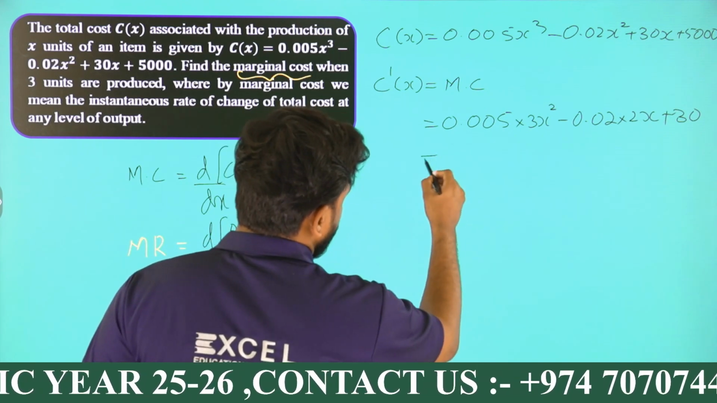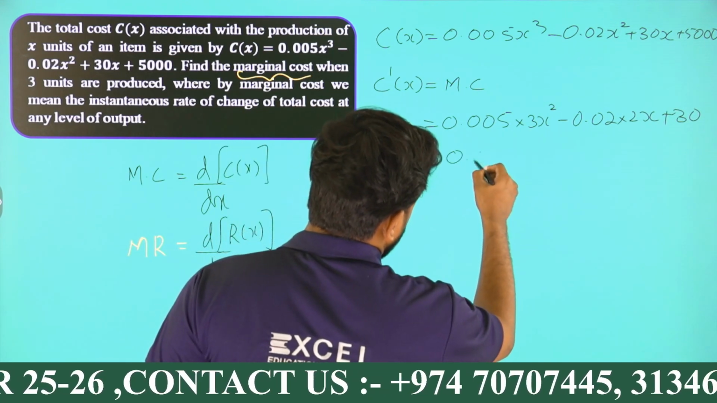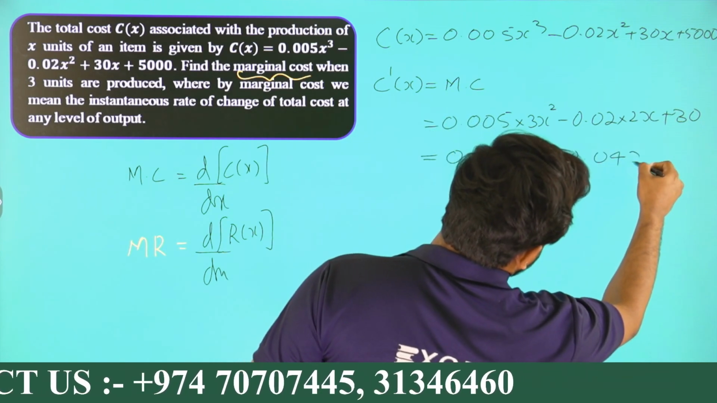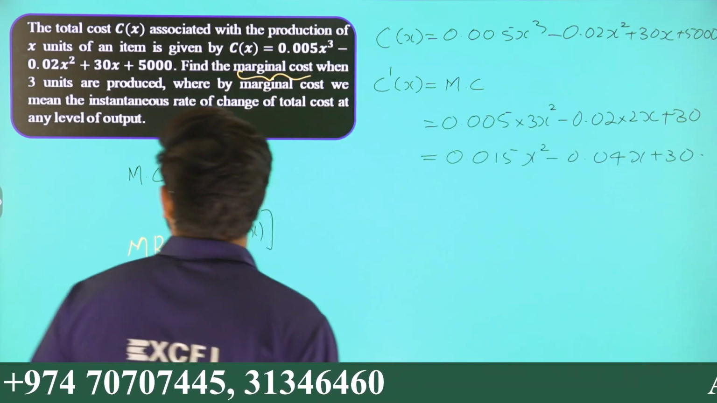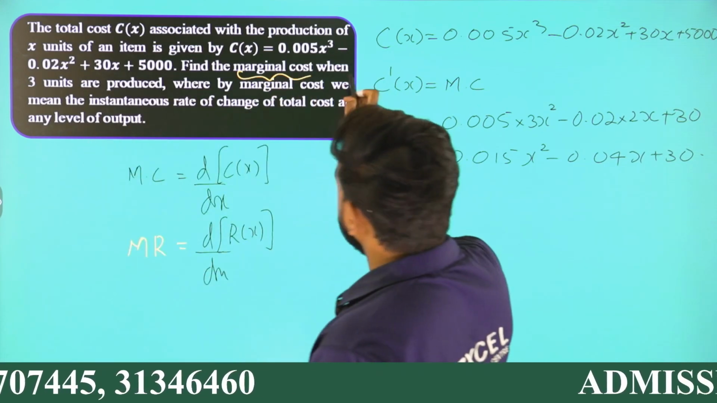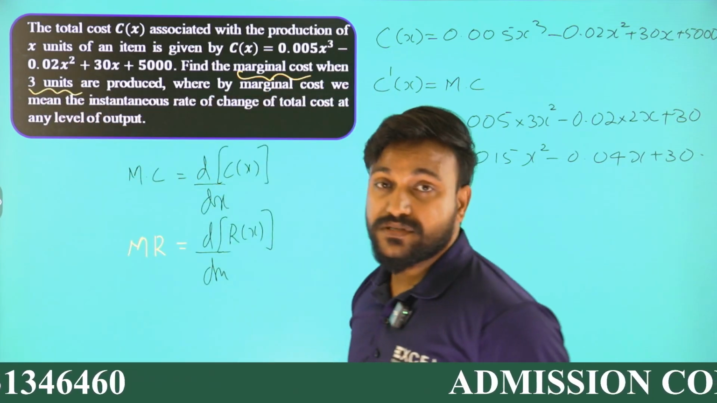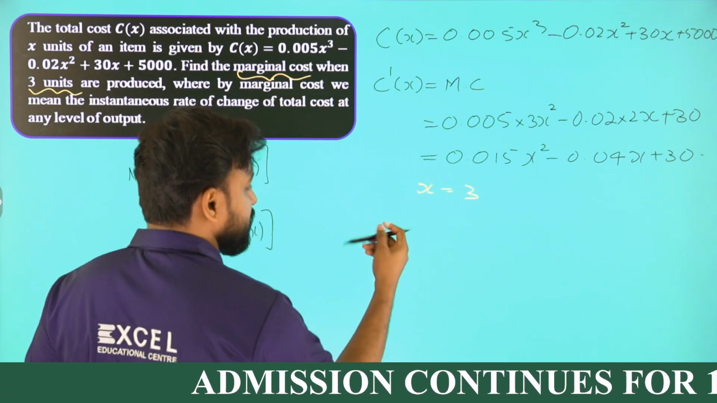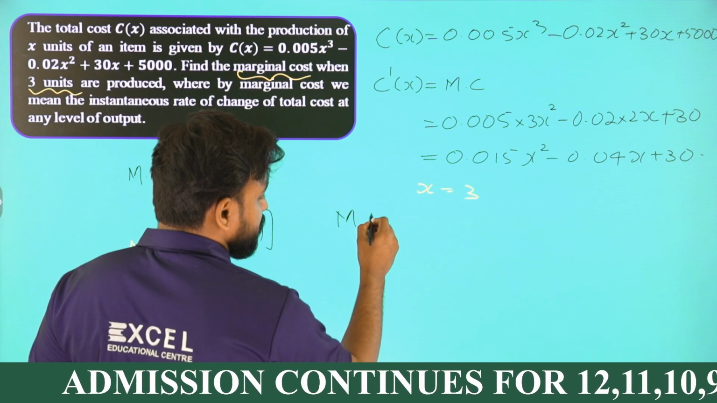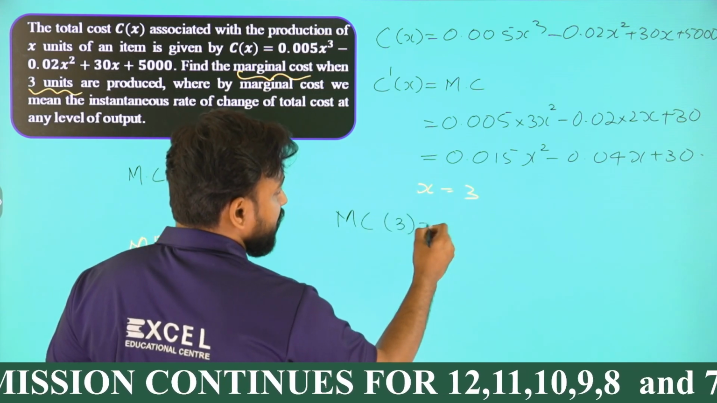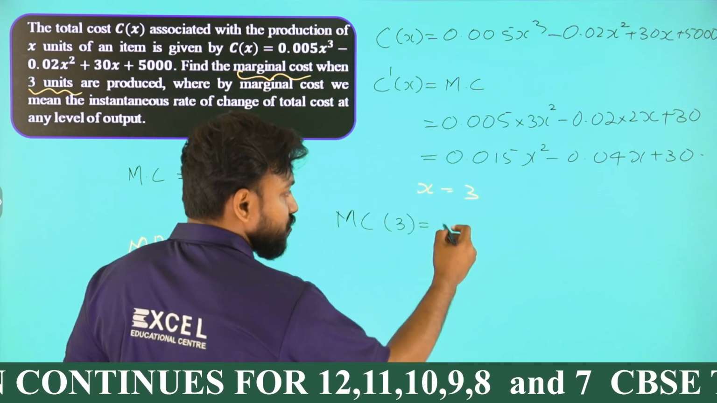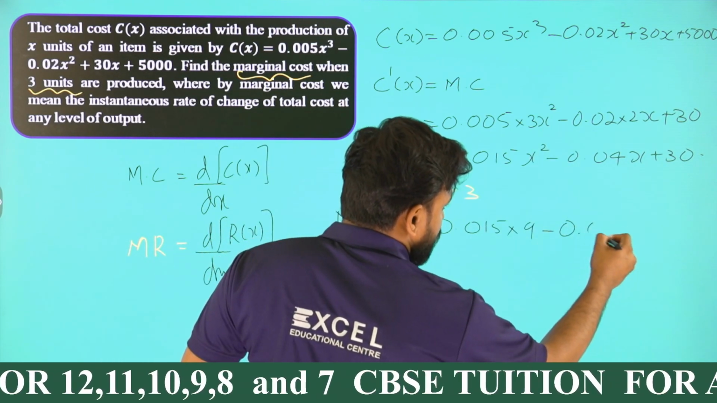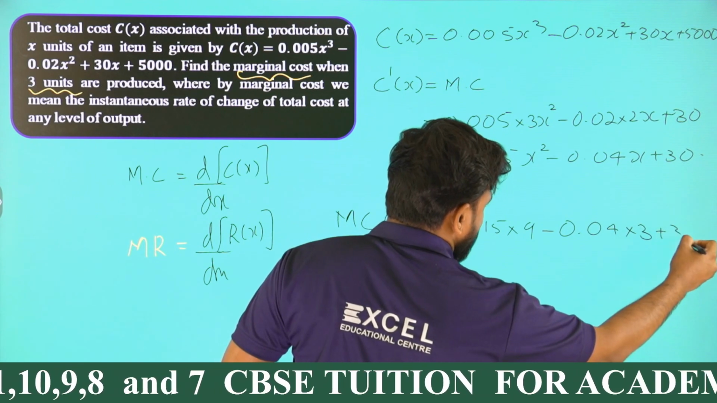So when you multiply it, what you will get? 0.015 x square minus 0.04 x plus 30. And they need the marginal cost when 3 units are produced. That means the value of x is given. X is what? 3. So put x as 3 here. So marginal cost when the value of x is 3. So we can replace all these x with what? 3. So you will get 0.015 into 3 square, that's 9, minus 0.04 into 3 plus 30.